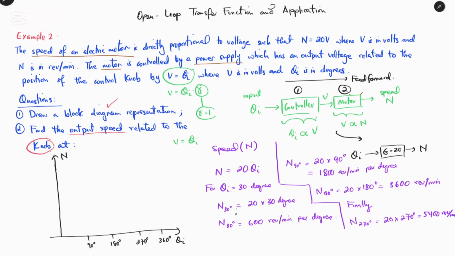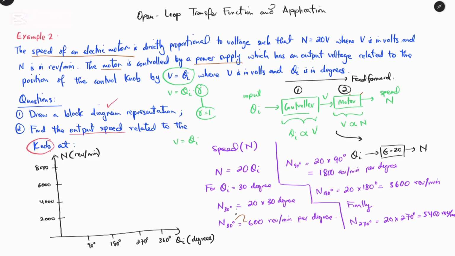And on the vertical plane we should have 2, 4, 6 and 8. So this is in revolution per minute, and theta I is in degrees. So we can have 2000, 4000, 6000 and 8000 revolution per minute.